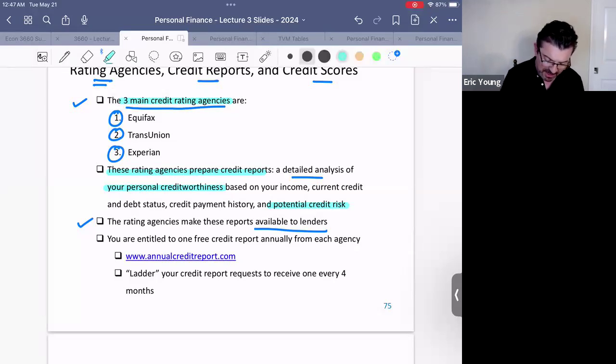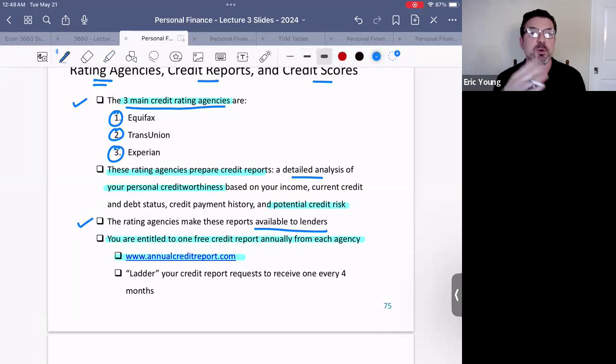One thing I think you should get in the habit of doing: because lenders are requesting your credit report to get a sense of who you are, you should also request your credit report. You want to see what other people see about your creditworthiness. Fortunately, our federal government makes this very easy. By law, each of the big three, Equifax, TransUnion, and Experian, is required to offer you one free credit report per year.